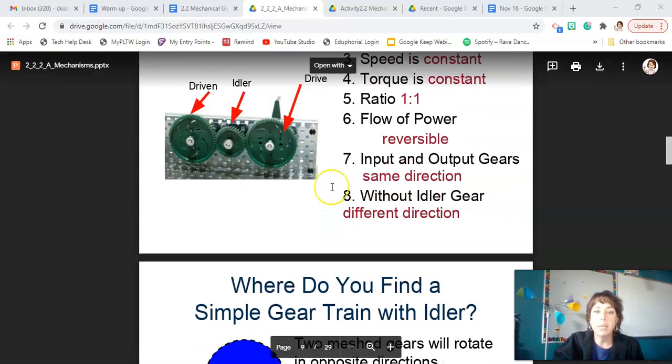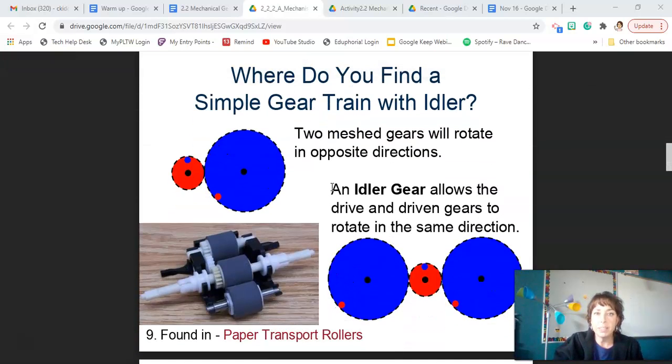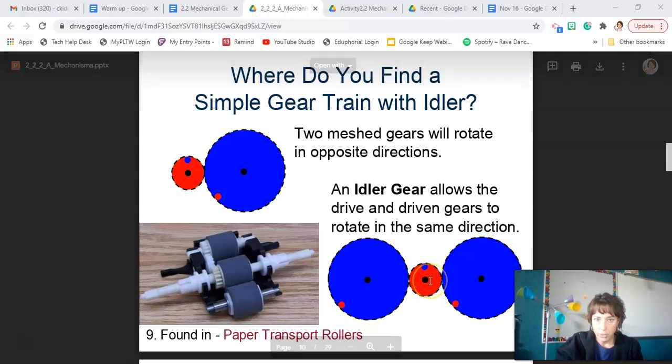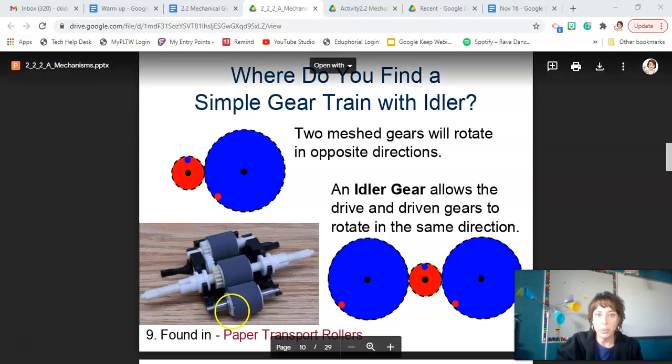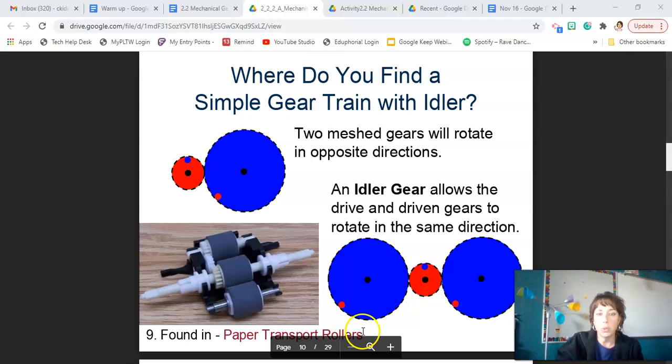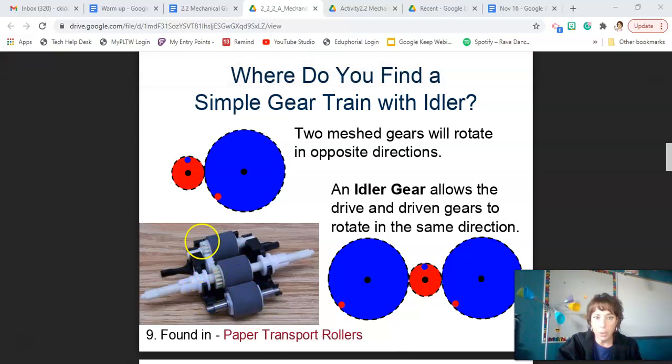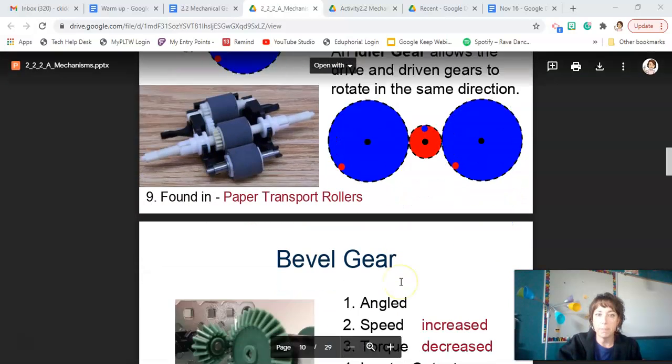Okay, let's keep going. Where do you find a simple gear train with idler? Okay, this is a simple gear train. The idler gear is right here. Okay, and here is an example, paper transport rollers. So think about your paper towel dispenser at school. That would have an idler gear in there to ensure that the paper flows the right way. So you have those gears right here all meshed together. There's your simple gear train with idler in there.